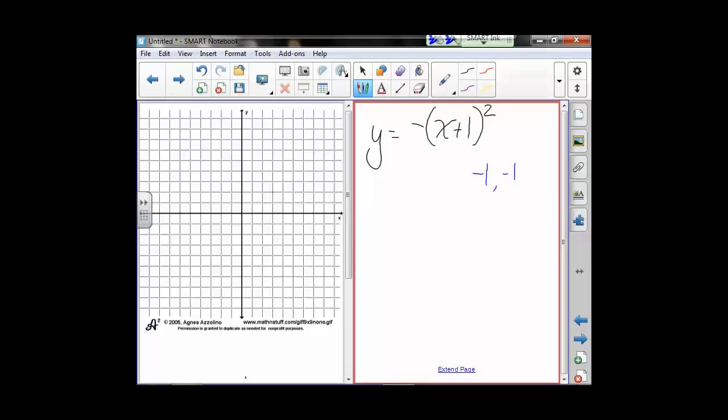Oh, because it's squared, so it's x plus 1 and then x plus 1. Remember that this is, well, x plus 1 times x plus 1, right? I mean, does that make sense? Yeah. Okay?